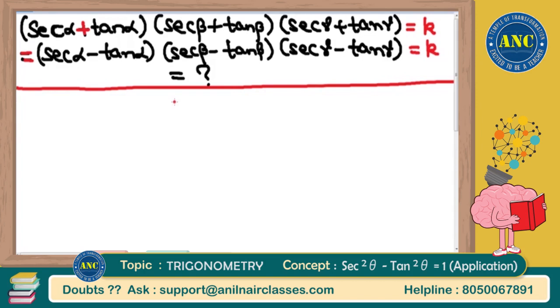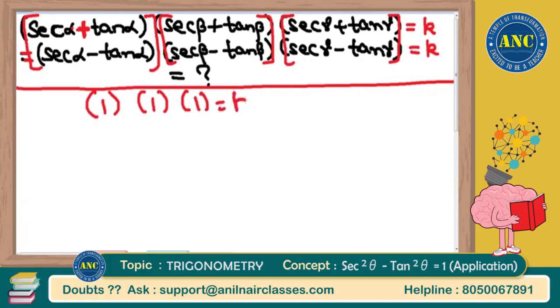Please do not write all these things again in the exam. You know this is there on the screen. Just try to solve it from there itself. A plus b into a minus b is a square minus b square. So the first term, secant square alpha minus tan square alpha, is 1. The second, secant square beta minus tan square beta, is 1. The third, secant square gamma minus tan square gamma, is also 1. 1 into 1 into 1 is k square. So k is nothing but plus or minus 1.